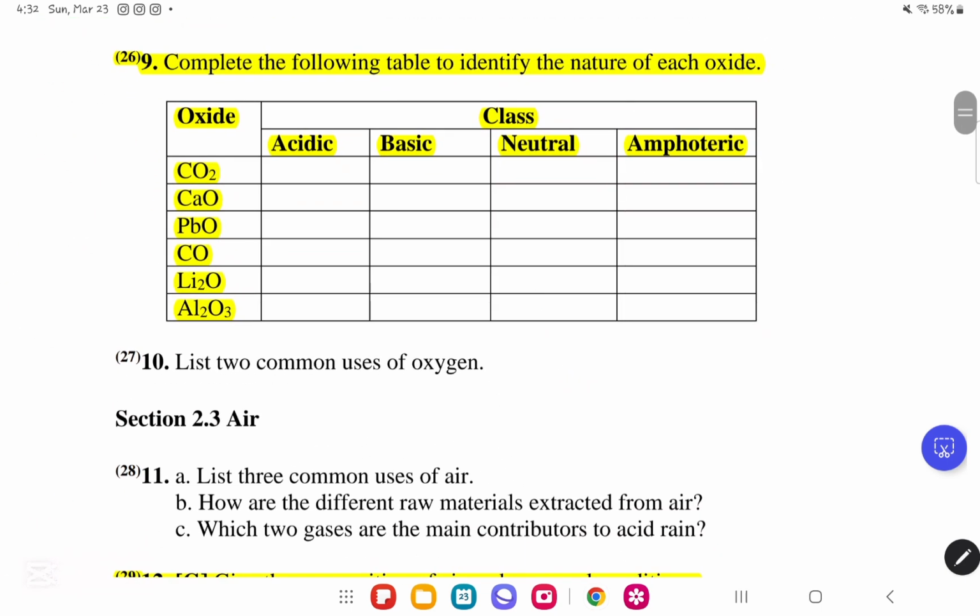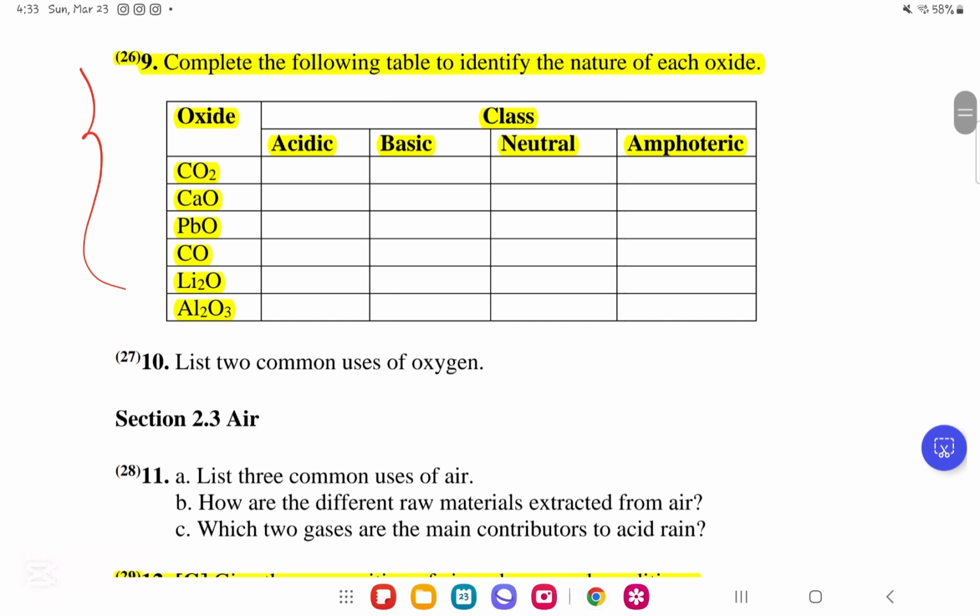In question number 9, they told us to complete the following table to identify the nature of each oxide, whether it's acidic, basic, neutral, or amphoteric. This is something from a previous chapter, which is chapter number 3, I believe. It is usually acidic when it's a non-metal plus oxygen. It's basic when it's a metal plus oxygen. Neutral is usually carbon monoxide. And amphoteric is usually PbO and Al2O3. Of course, there are others. You could remember them by going back to chapter 3.